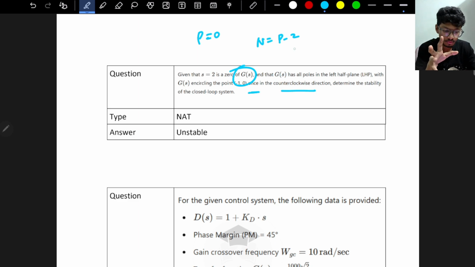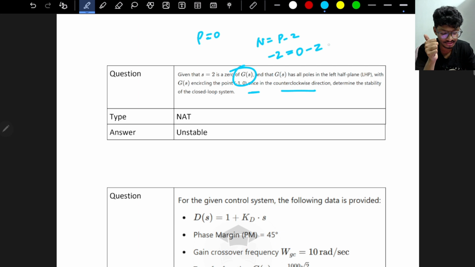Whatever data I have, I don't have information about the Nyquist contour direction. If you assume the Nyquist contour to be in the clockwise direction, then you will write N equals 1. Then P is 0 minus Z, and Z comes out to be -1, which is not possible. So obviously I have to assume that my Nyquist contour is in the counterclockwise direction. Then N will be -1.